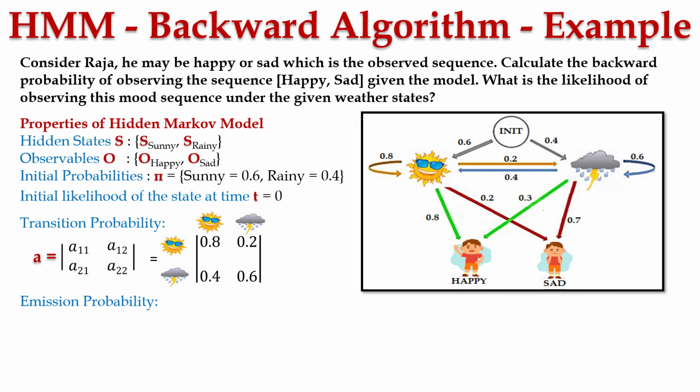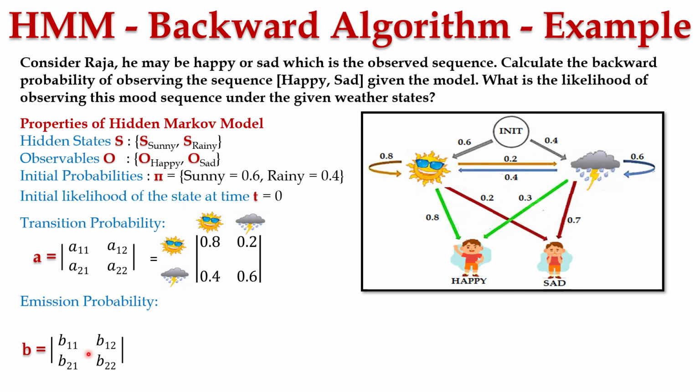The next property is emission probability. Emission probability represents the probability of seeing a specific observable given a hidden state. Here we represent both hidden states and observable states. In our model, we have two hidden states and two observable states. Emission probability is represented as small b. Here we have a 2 by 2 matrix. Since we have two hidden states and two observable states, the matrix size is 2 by 2. So depending upon the hidden states and observables, the matrix size may vary.